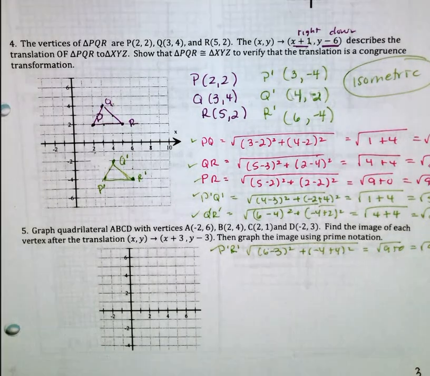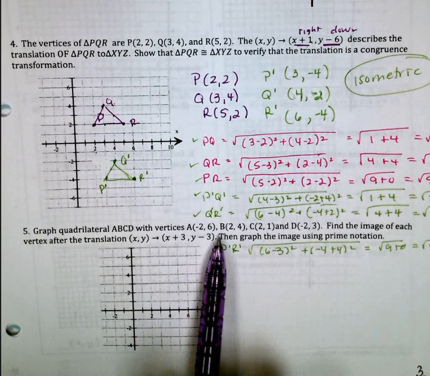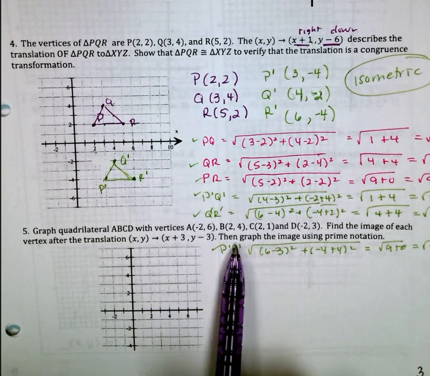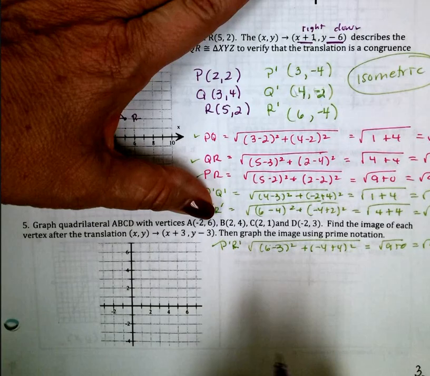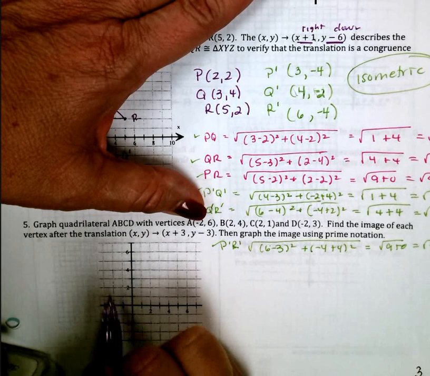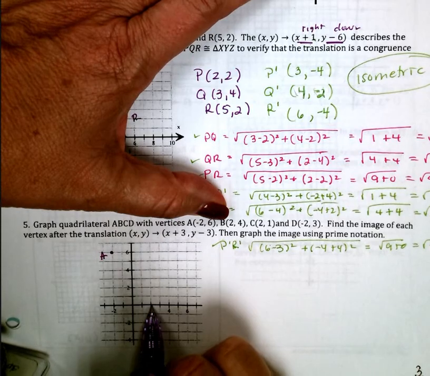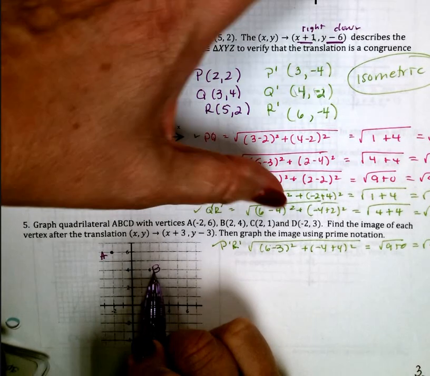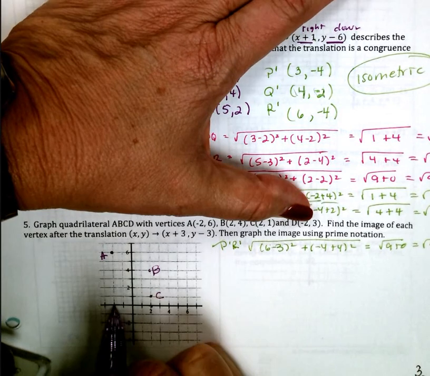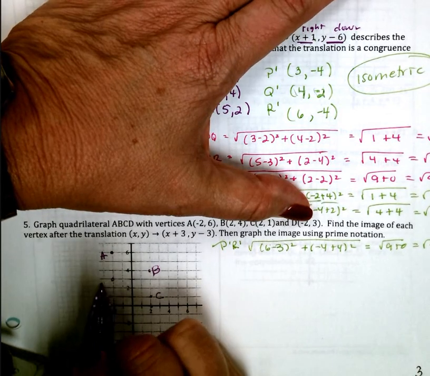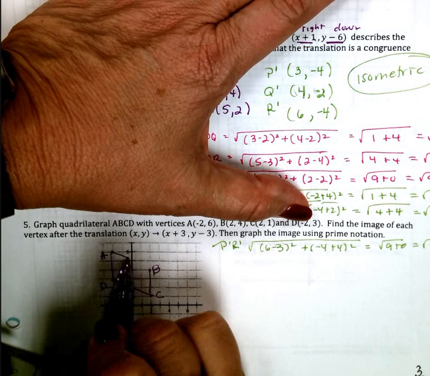I want to graph a quadrilateral with these vertices and find the image of each vertex after this transformation. Then graph the image using the prime notation. So negative 2, 6 is A. 2, 4 is B. 2, 1 is C. And negative 2, positive 3 is D. So here's my quadrilateral. It looks kind of like a parallelogram, but I never make assumptions.